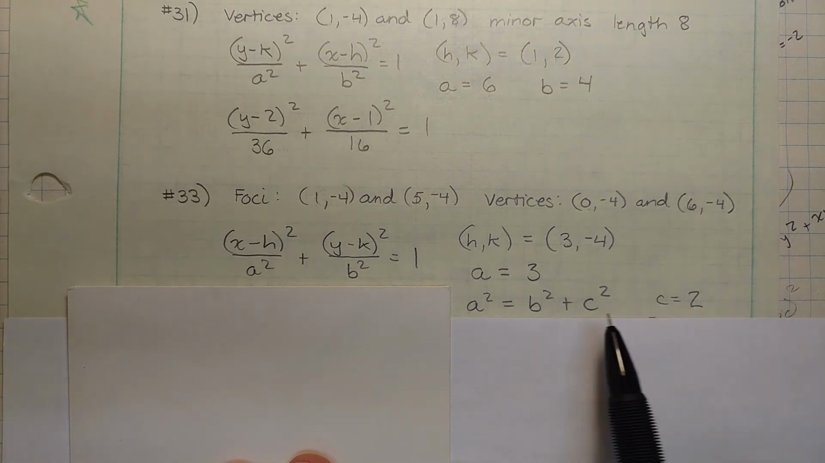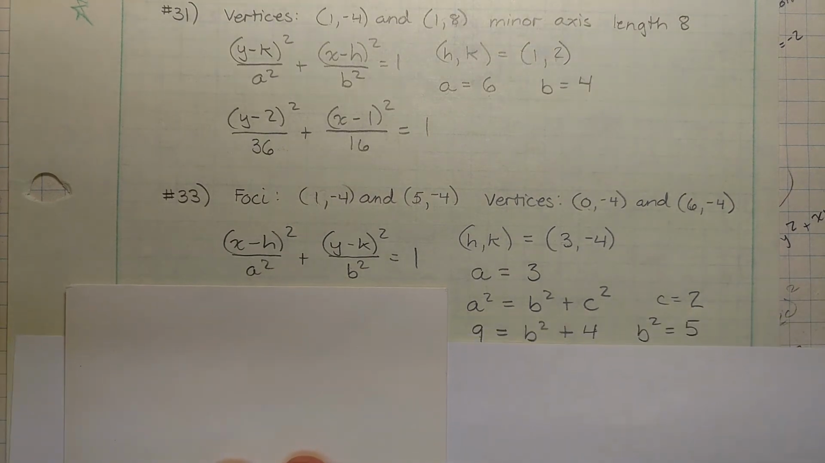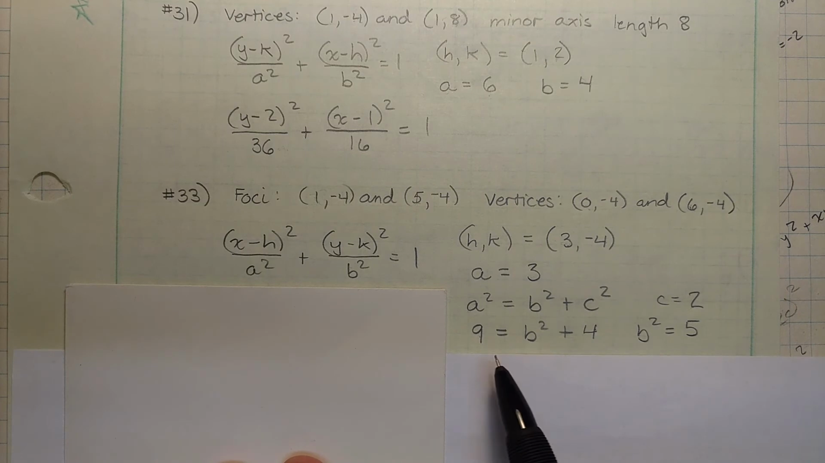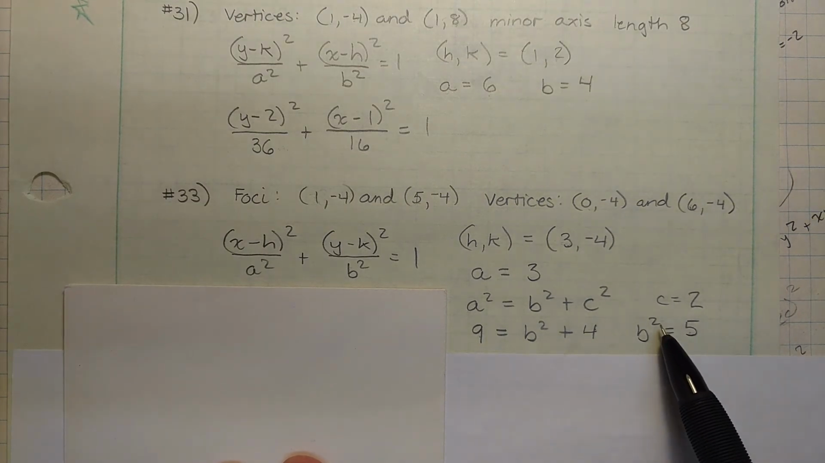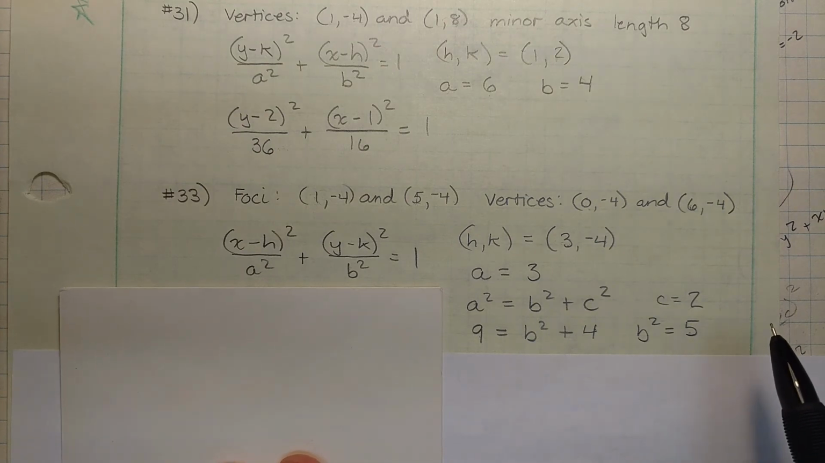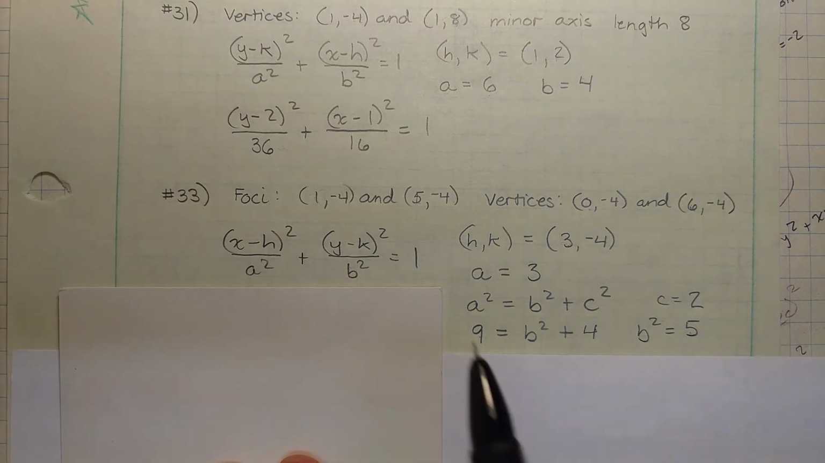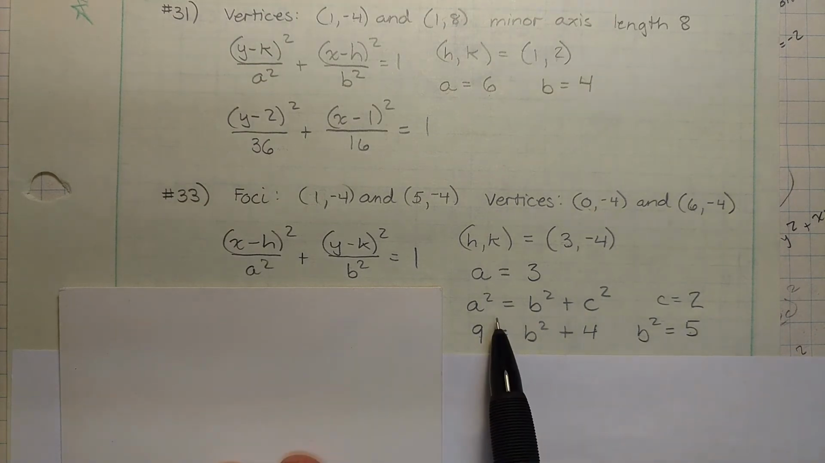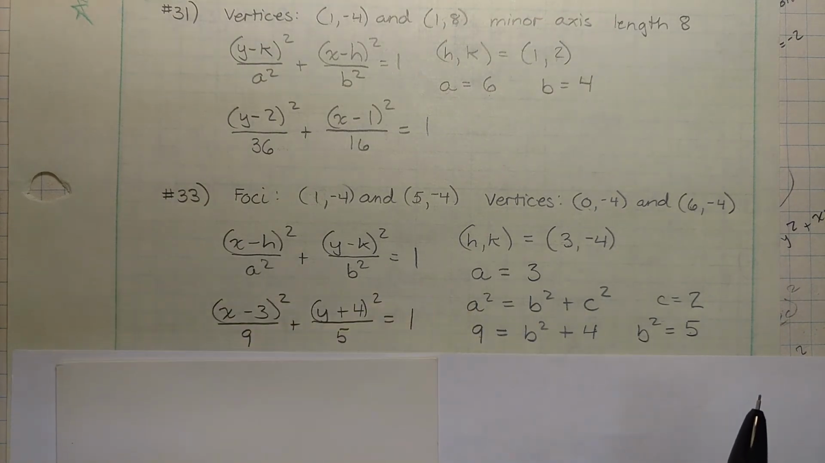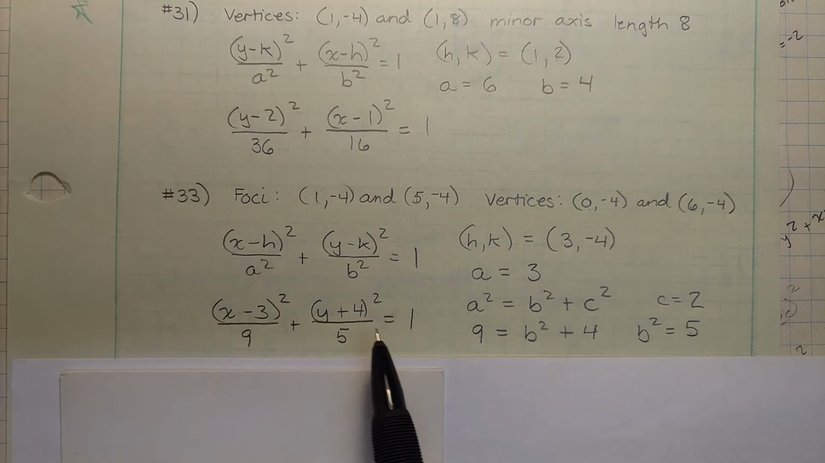If c is 2, c squared will be 4. So I can set that up and I can find that b squared is 5. I could say that b itself is the square root of 5, but in my formula, I need b squared. So I've got it. B squared is 5. And I already know a squared is 9, so I can fill in my equation here.